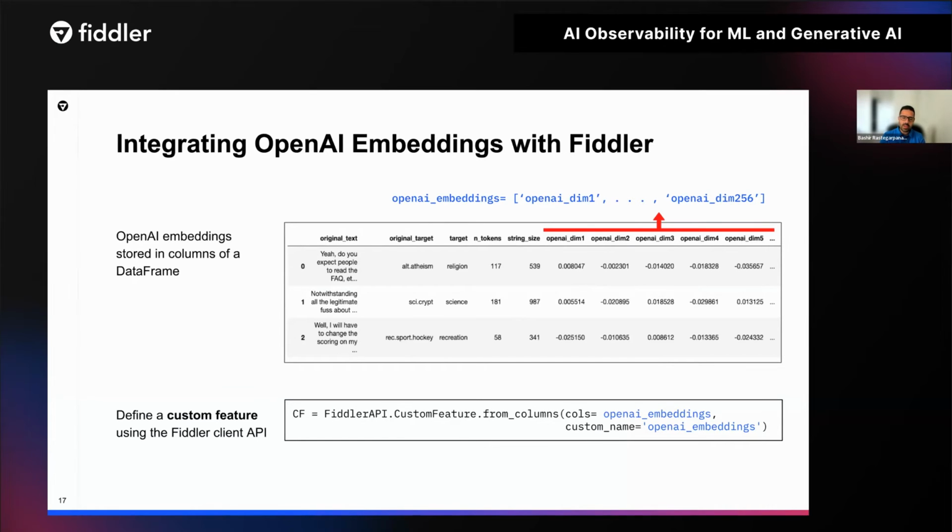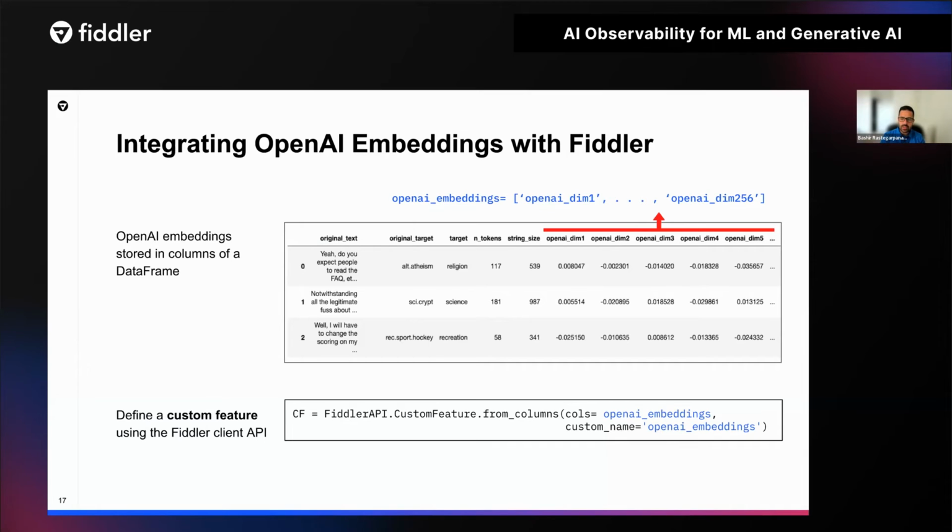By default at Fiddler, once you upload baseline data, we start monitoring all the numerical columns. In addition to that, we have defined a new concept called the custom feature, and this gives the user the ability to add the custom features that Fiddler needs to monitor at production time.